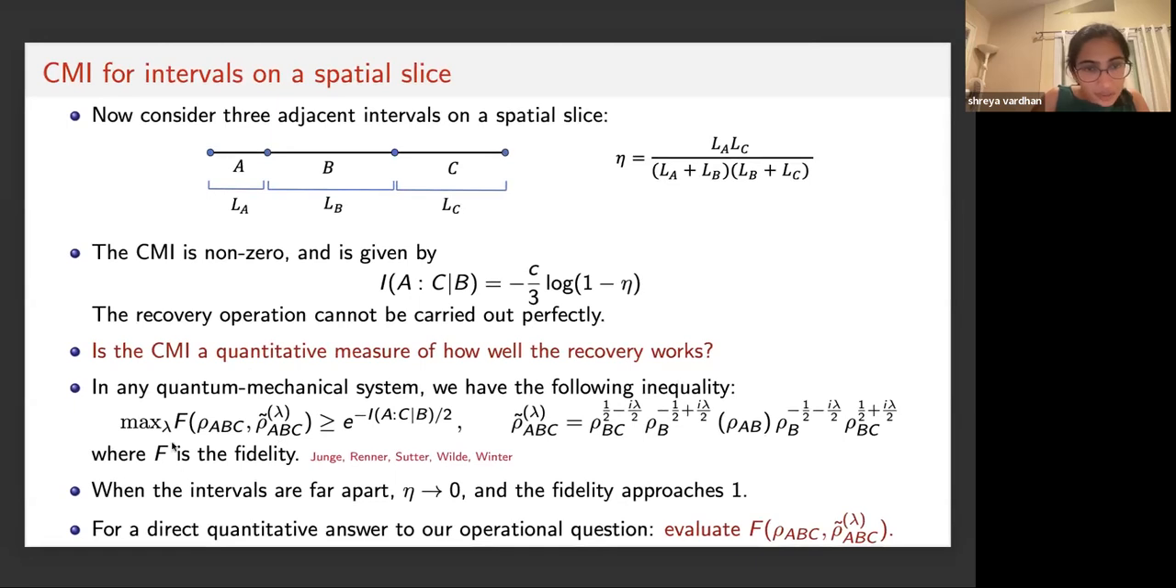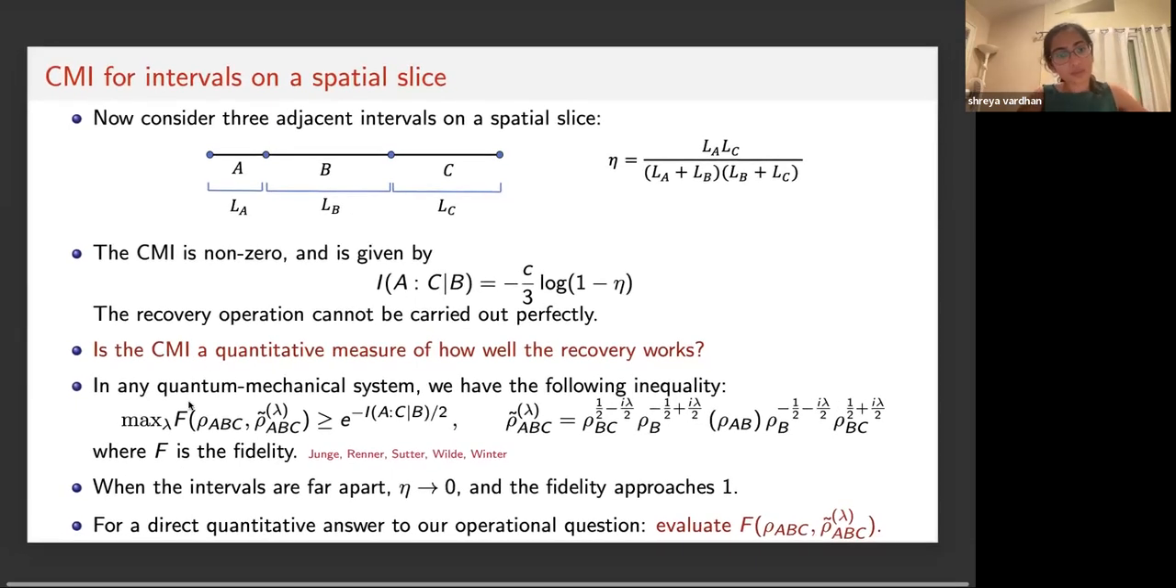Yeah, and then later we'll also, I'm not mentioning this explicitly here, but there's also a version of this bound which involves an average over the log of the fidelity over all values of lambda. So there's both a version in terms of the maximum and in terms of the average.